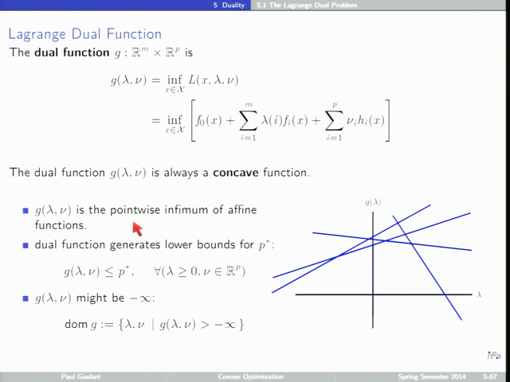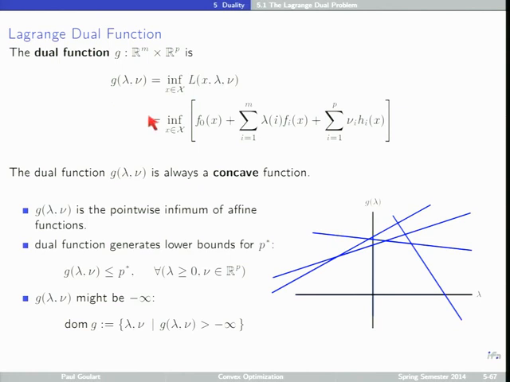Suppose that I take my function L, which I've written down here, and I hold lambda and nu fixed, and for every lambda and nu, I minimize over x. And I define a new function g, which has got rid of the x, by just minimizing this Lagrangian function over x for every lambda and nu. Now I should ask, first of all, what are the properties of this function g?